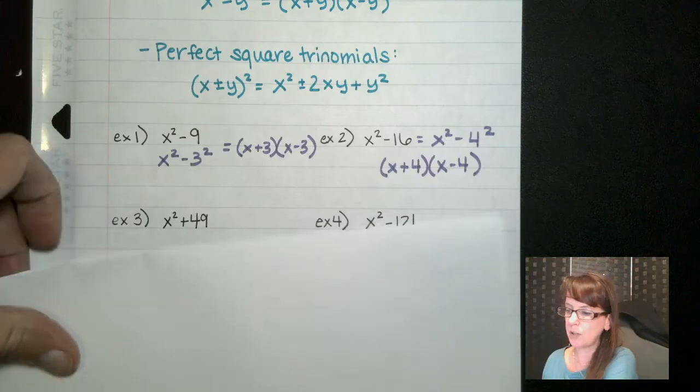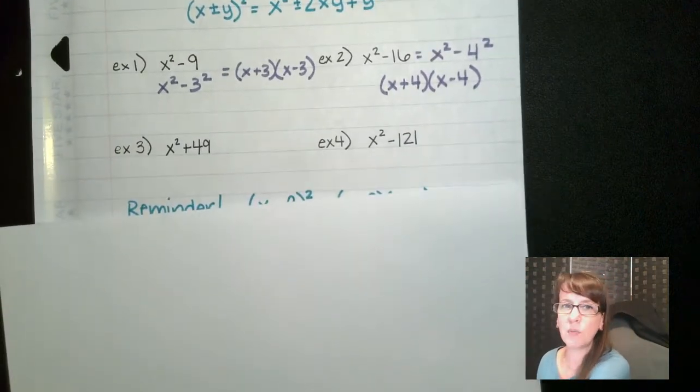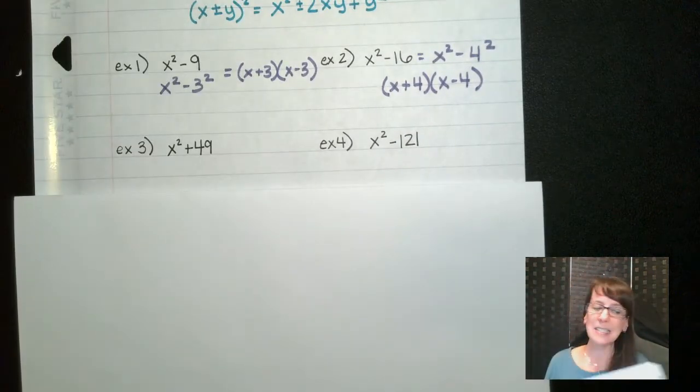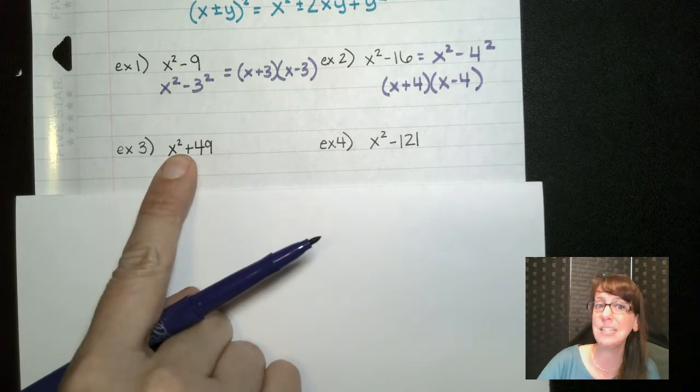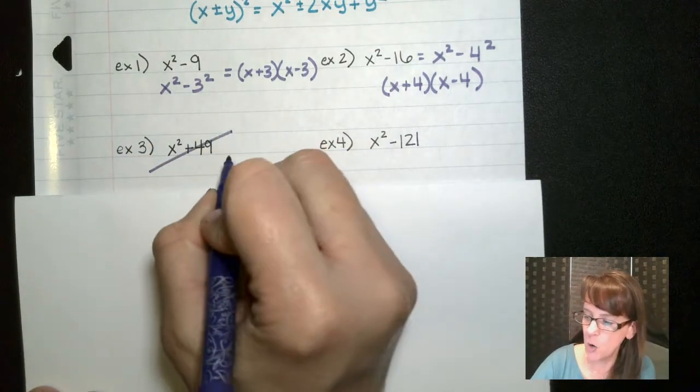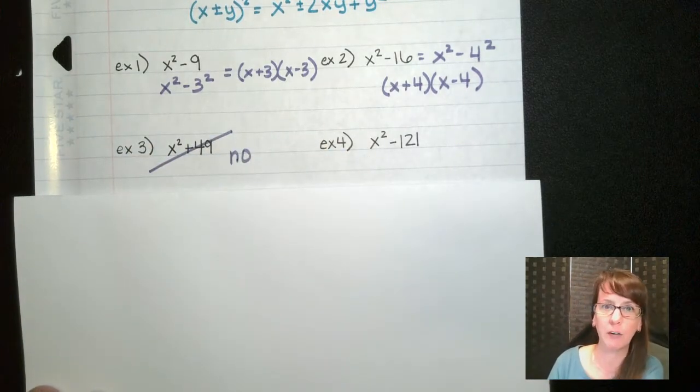All right, so let's move on to another one. We've got x squared plus 49. Can I factor this? Absolutely not. This is called difference of squares, and in math, difference means subtraction. I cannot do that. This is addition, not subtraction. No, you cannot factor that, so be careful with that one.